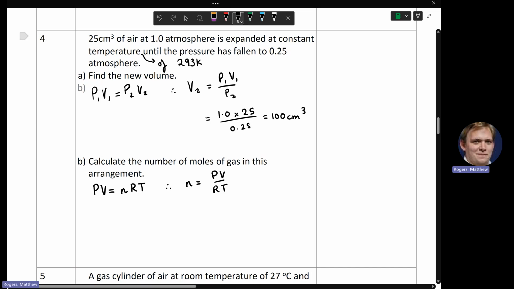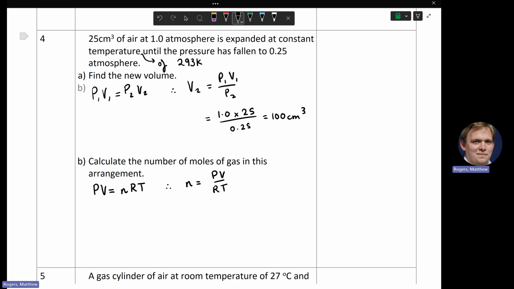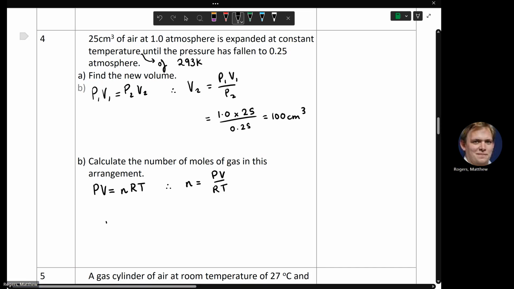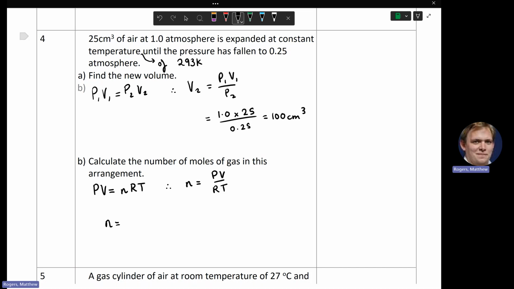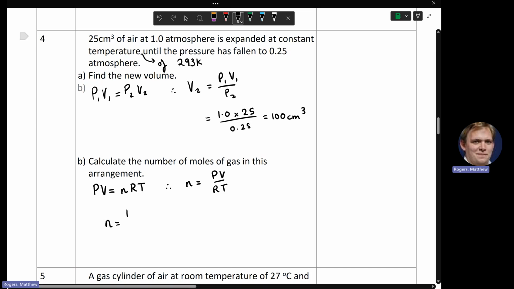And so my number of moles of gas in this arrangement, n. So first of all, the pressure. Well, here I'm in units of atmospheres. That's no good. So I need to convert from atmospheres into pascals. So I know that 1 atmosphere, I need to multiply by the conversion factor, which is the number of pascals per atmosphere, which is 1 times 10 to the 5.